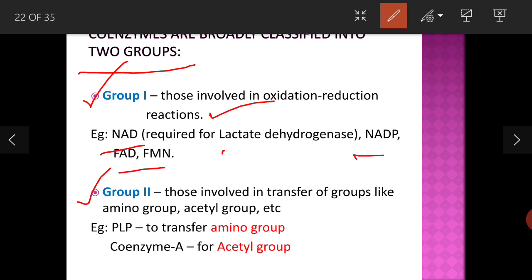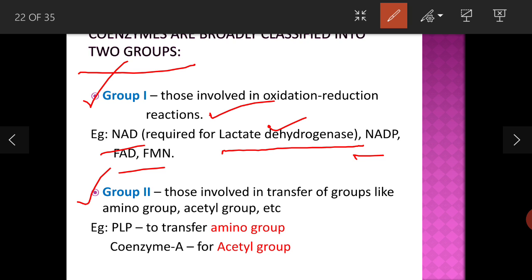Lactate dehydrogenase is an enzyme which requires NAD. It catalyzes the oxidation reduction reaction of pyruvate to lactate and lactate to pyruvate. These oxidation and reduction reactions are coupled reactions, so they require these group 1 coenzymes.